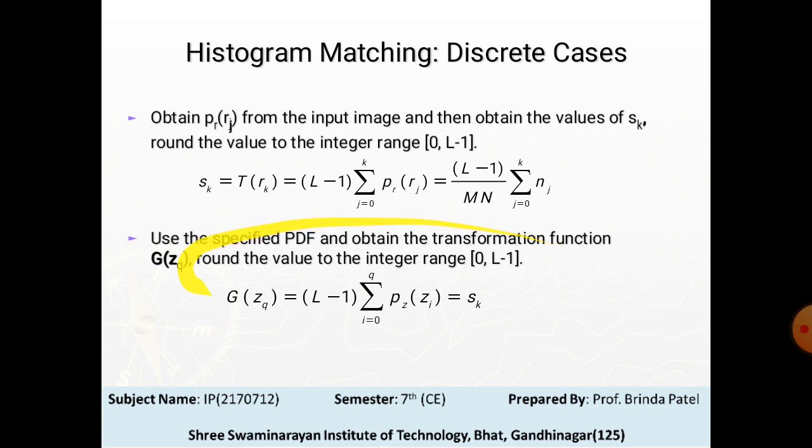So it is used with the specified PDF to obtain the transformation function G(zq), rounding the value to the integer range 0 to L minus 1. So G(zq) equals L minus 1 times the sum over i equal to 0 to q of PZ(zi), equal to sk. So the mapping from sk to zq equals G raised to minus 1 of sk.